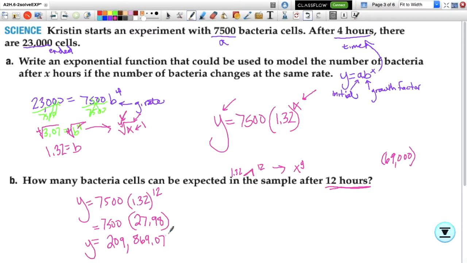Okay. So after 12 hours, I had 209,000, not 69,000. So the reason why these don't match, folks, is because the error in your thinking is that you're thinking it's linear. You think that every time it's going up by the same amount. Boom, boom, boom. So from here to here and from here to here, it's going to be increasing at the same rate.